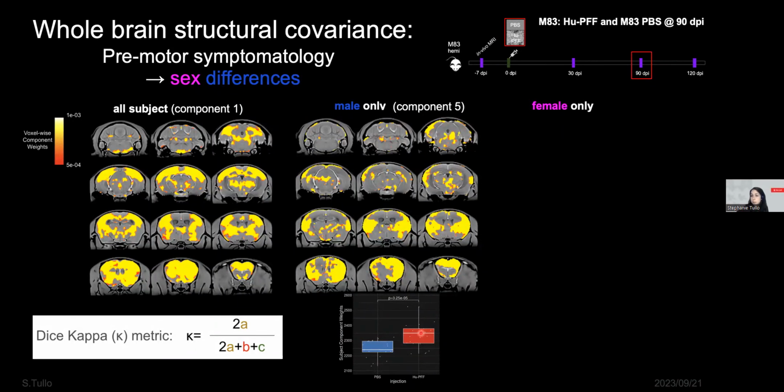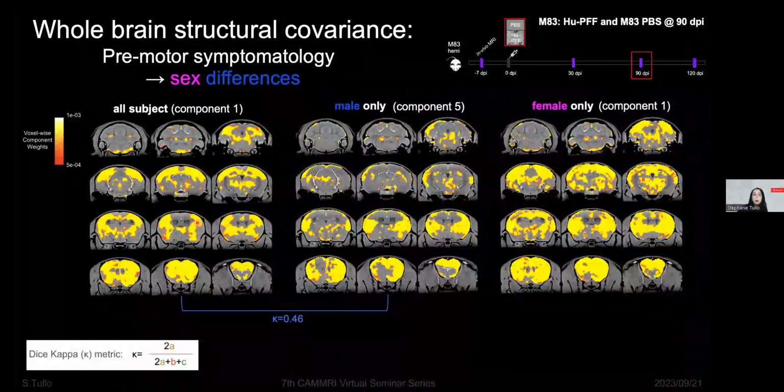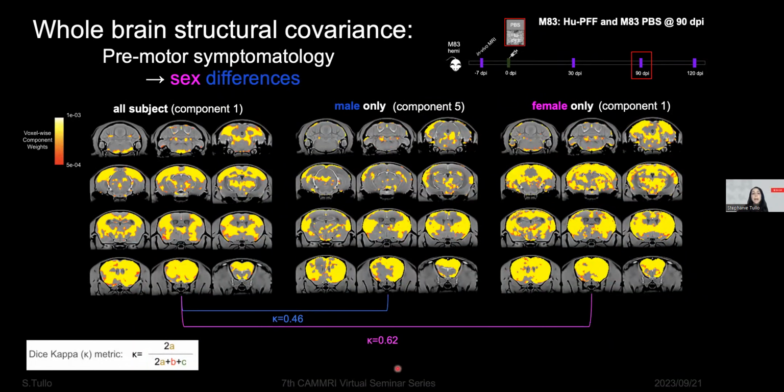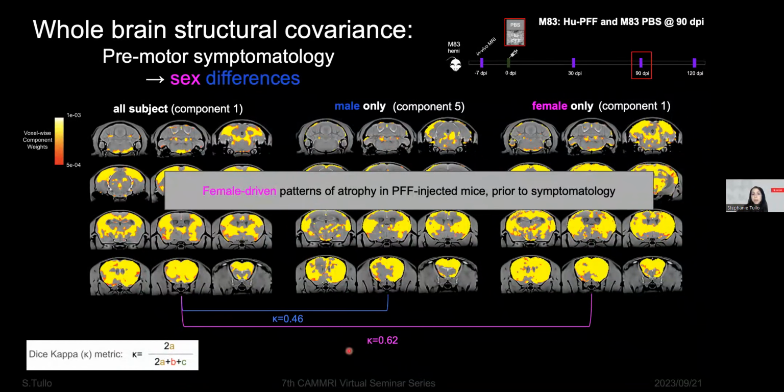So when we performed NMF for only the males, again, we obtained only one component where we saw this group difference in terms of the subject weights, component 5, and then similarly for the female-only pattern, component 1. And then when we assessed the degree of overlap between the all-subject pattern and the male-only pattern, we got a degree of overlap of 0.46. However, when we compare the all-subject pattern to the female-only pattern, now we get a degree of overlap of 0.62. So this suggests that there seems to be some female predominance of the patterns of atrophy at this early perimotor symptom time point.